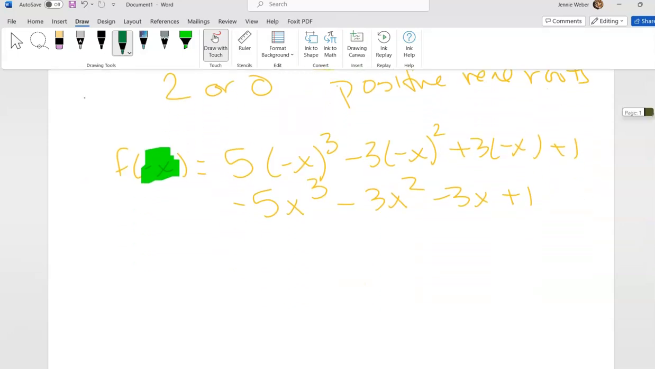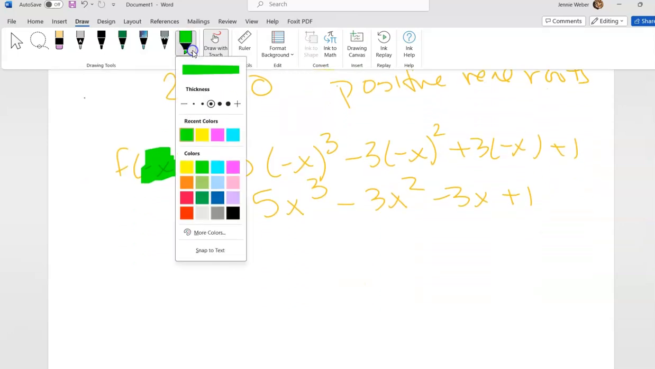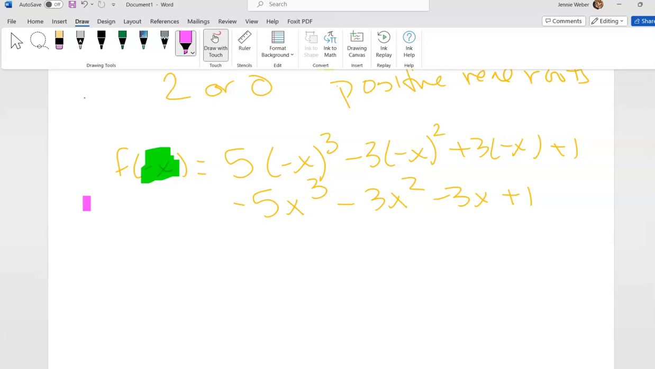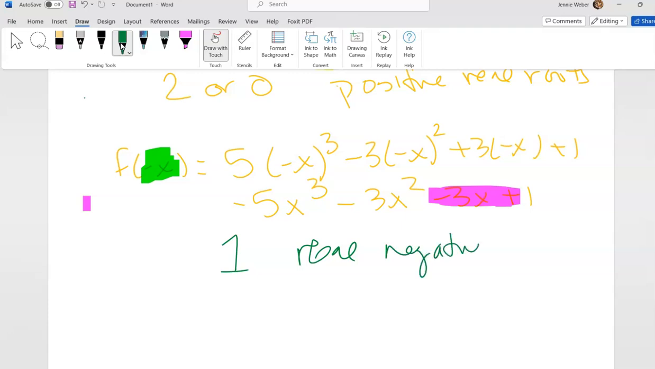Now I'm going to go back through and I am looking again for sign changes. So negative to negative, that didn't change. Negative to negative, right here, negative to positive. I have one sign change. I could go down by 2, but that would give me negative 1, so it's just 1. I could have one real negative root. So that's my answer to Descartes.